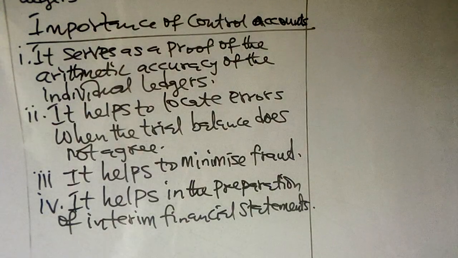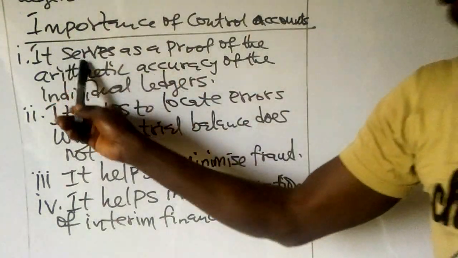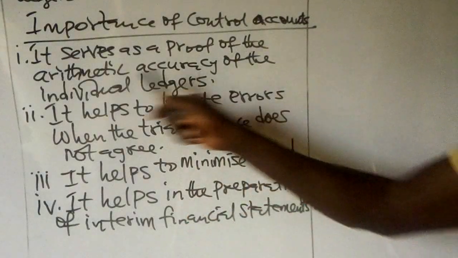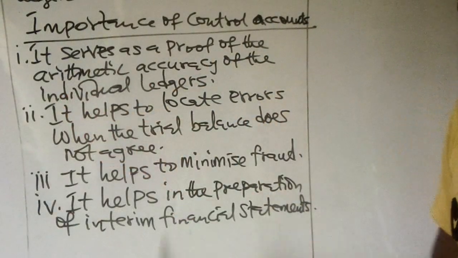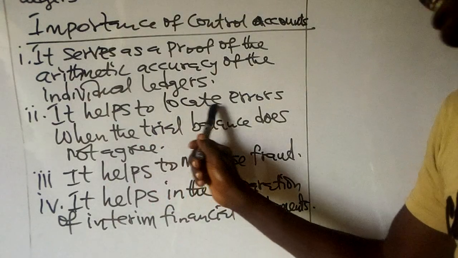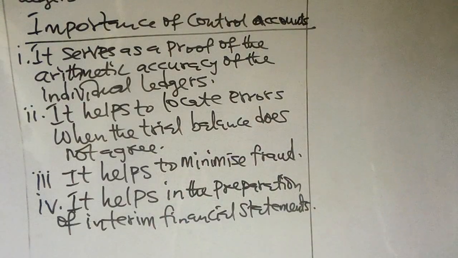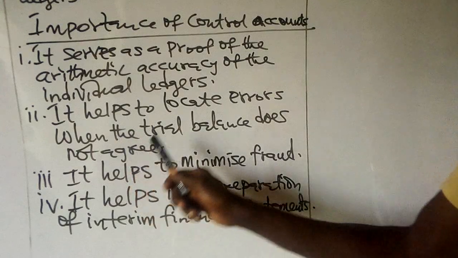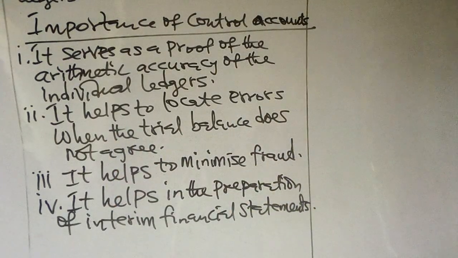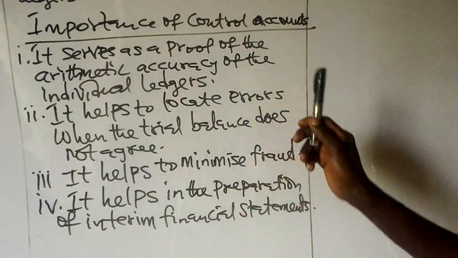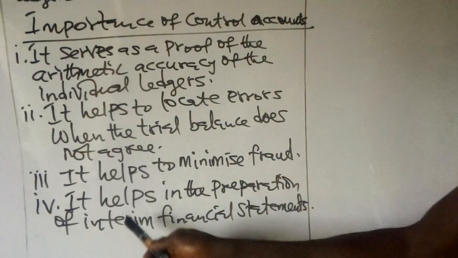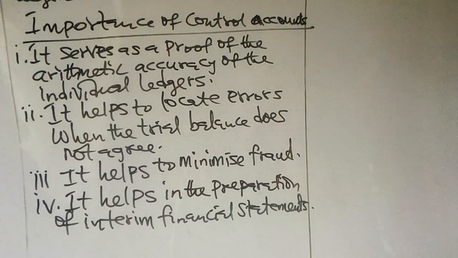These are the importance of control accounts. Number one, it serves as a proof of the arithmetic accuracy of the individual ledgers. Number two, it helps to locate errors when the trial balance fails to agree. Number three, it helps to minimize fraud. And finally, it helps in the preparation of interim financial statements.